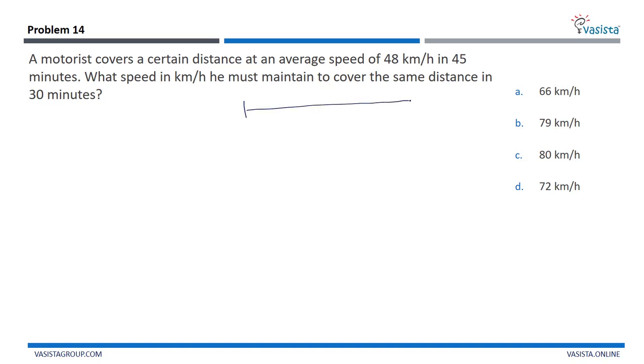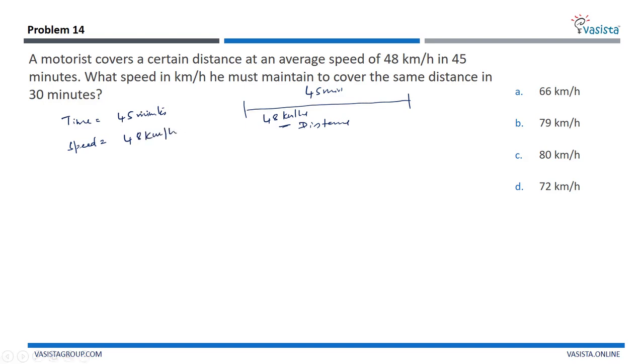So let us check out the distance which is going to be covered in 45 minutes. That is the time, as they have given: time is 45 minutes. Then the speed they have given is 48 km per hour. Speed is 48 km per hour.